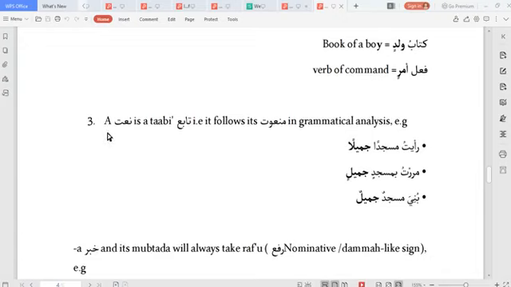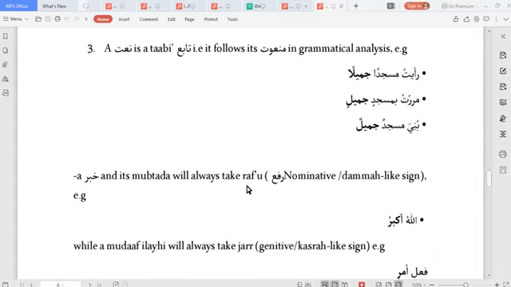Now on the third one, the na't follows its man'ut in grammatical analysis, also concerning their i'rab. Of the three: mudaf and mudaf ilayh, na't and man'ut, mubtada and khabar, the na't in its i'rab will follow the man'ut. You can see they are both taking nasb. In the second part, masjid is taking jarr and jamil too, masjidin jamilin. Also here, buniya masjidun jamilun, a beautiful mosque was built. You can see they are both taking raf'. Do we get here? So a na't always follows its man'ut in its i'rab.